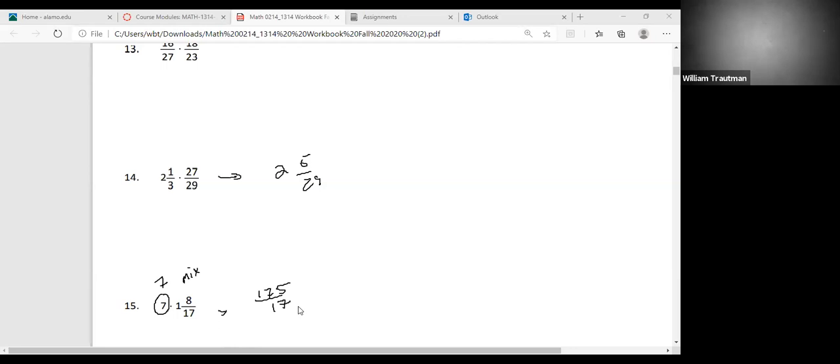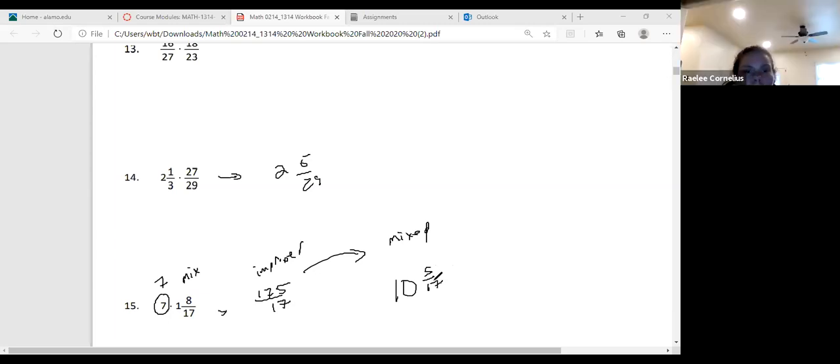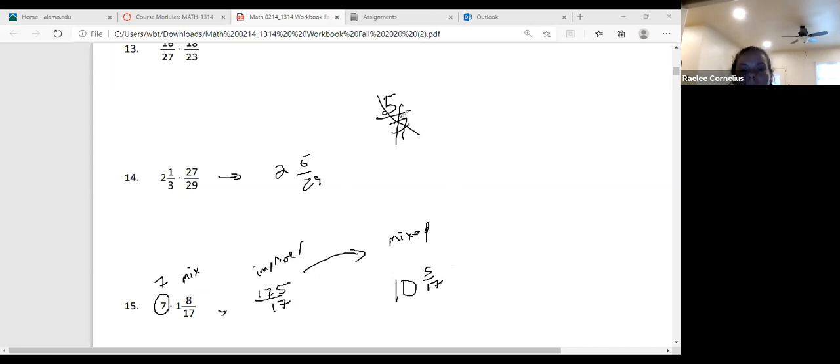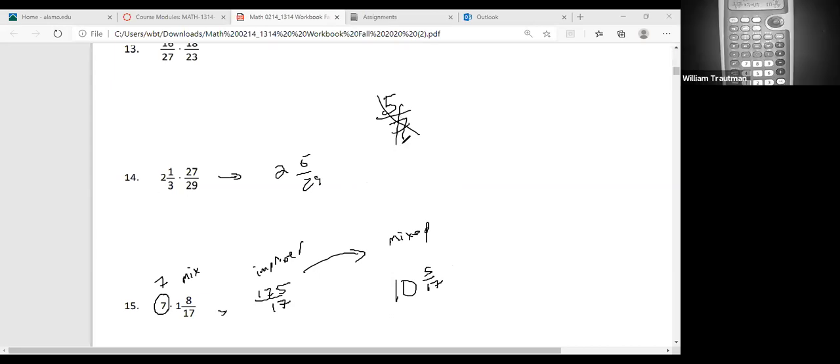That's a good answer. If they don't tell you to change it to a mixed number, leave it like that. But if they say put your answer in mixed number form, then change it to a mixed number. When you change it to a mixed number, this is improper. When you change it to a mixed number, it will be 10 and 5 over 17. What's a proper number? Proper, remember, is when the top is smaller. See, if the top is larger, then you know you can change it to a mixed number.